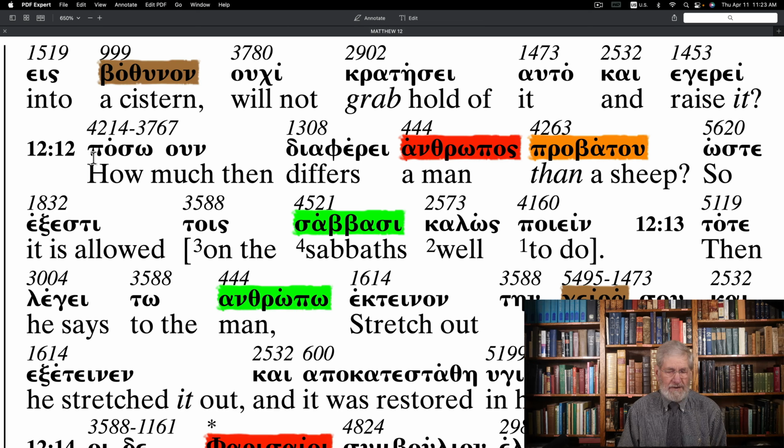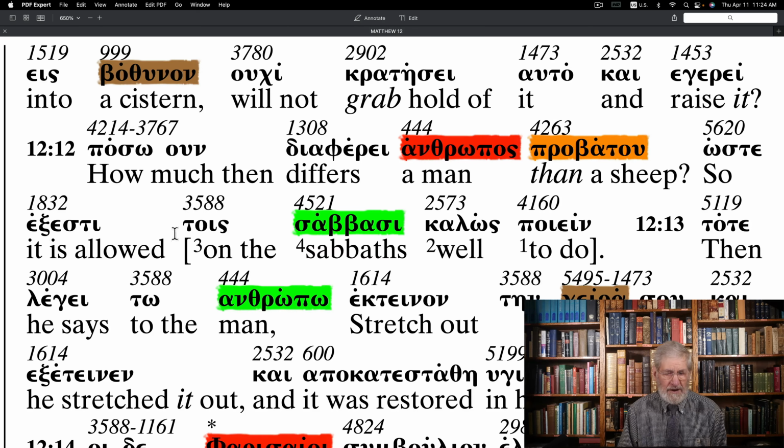In verse 12 he continues, "Posō oun diapherei anthropos probatou." How much then differs a man than a sheep? Well, a lot of difference. And here now we got the nominative. And then it would be, a man differs how much than a sheep. You could read it in that way, because this is the nominative, the subject, and a sheep is in the genitive of having a sheep.